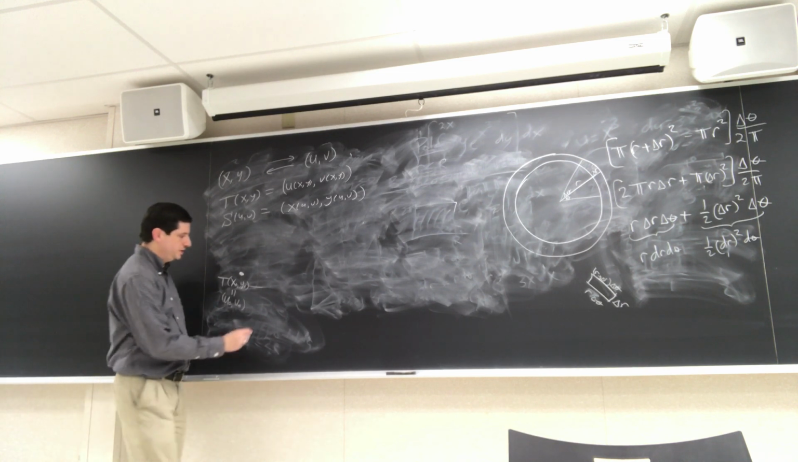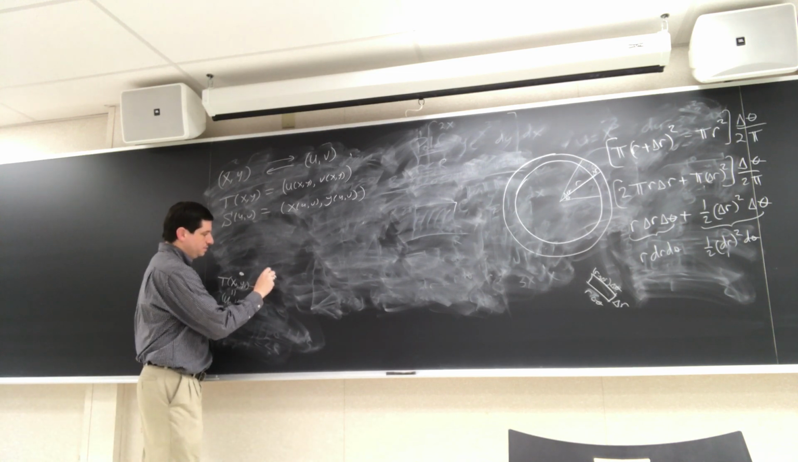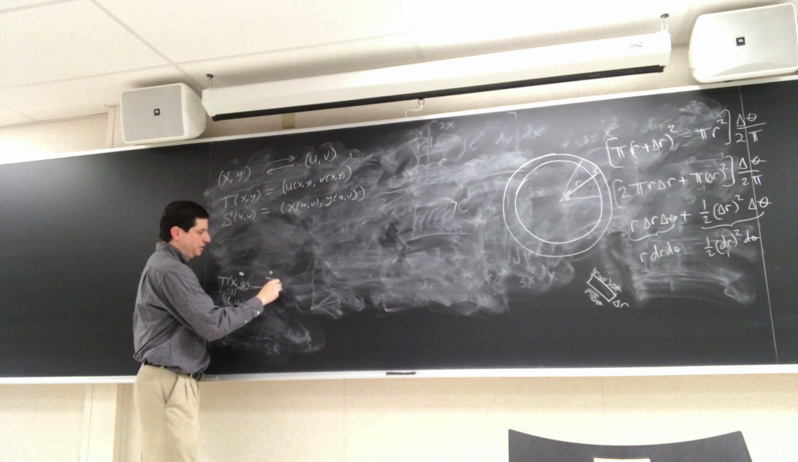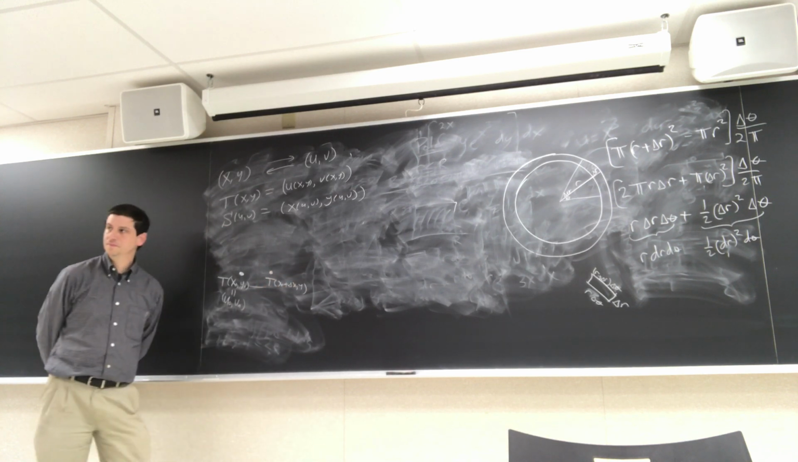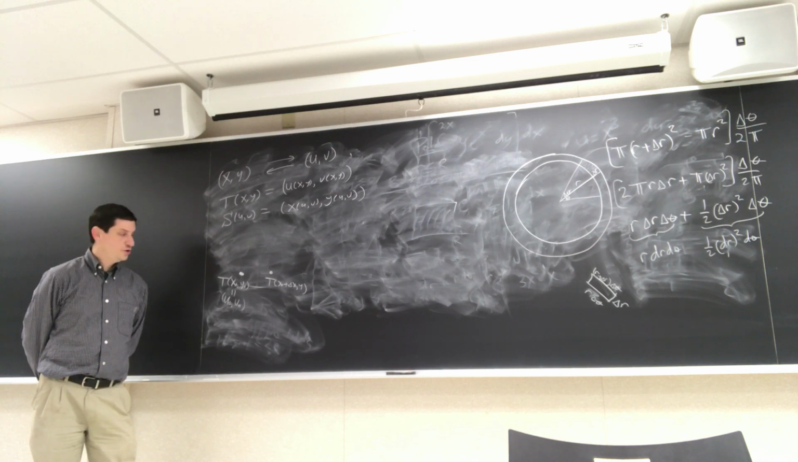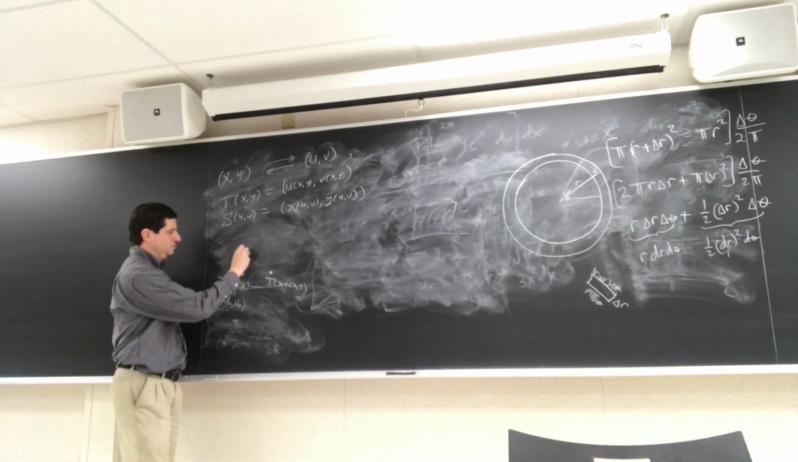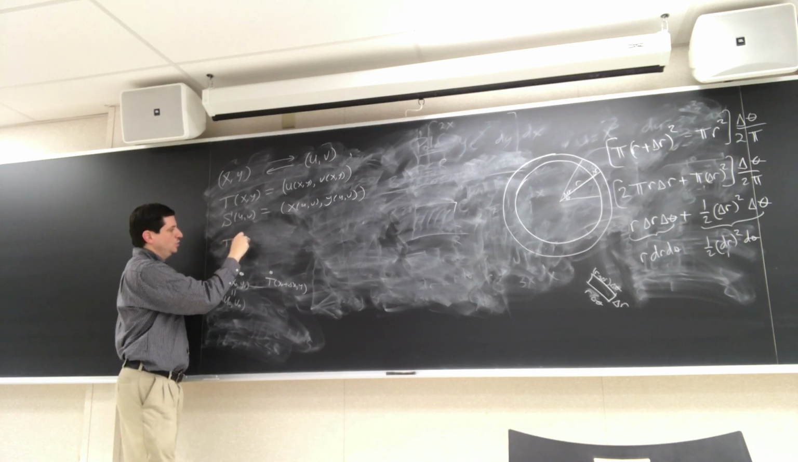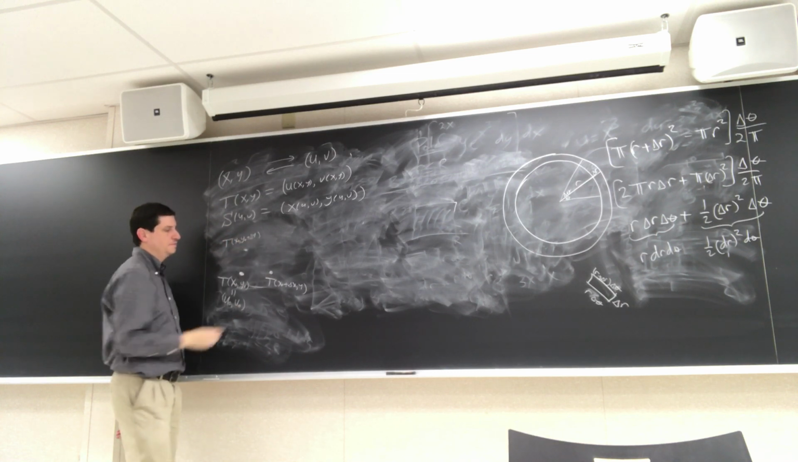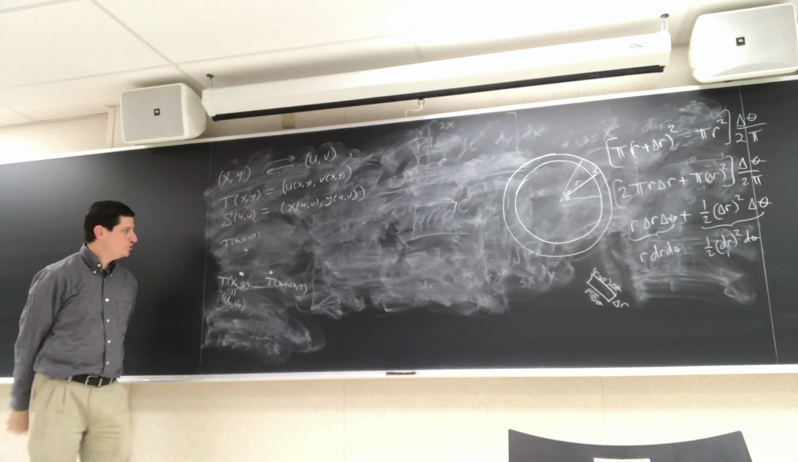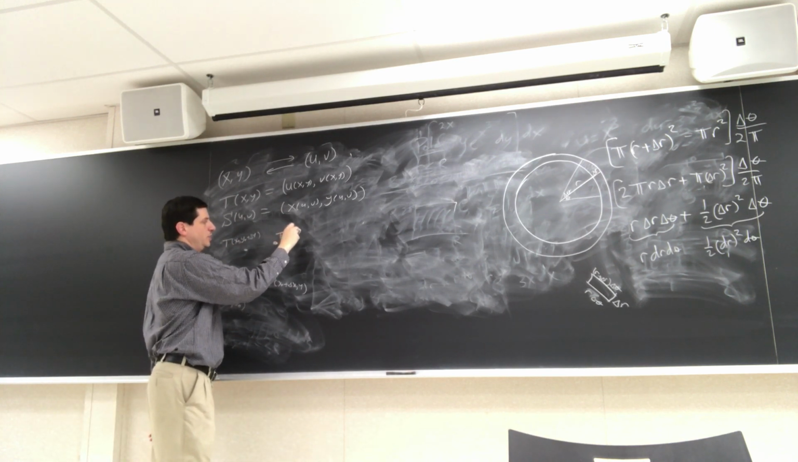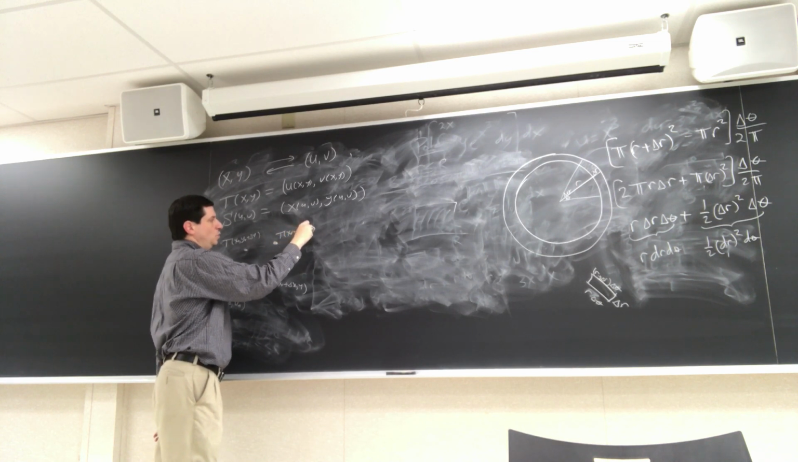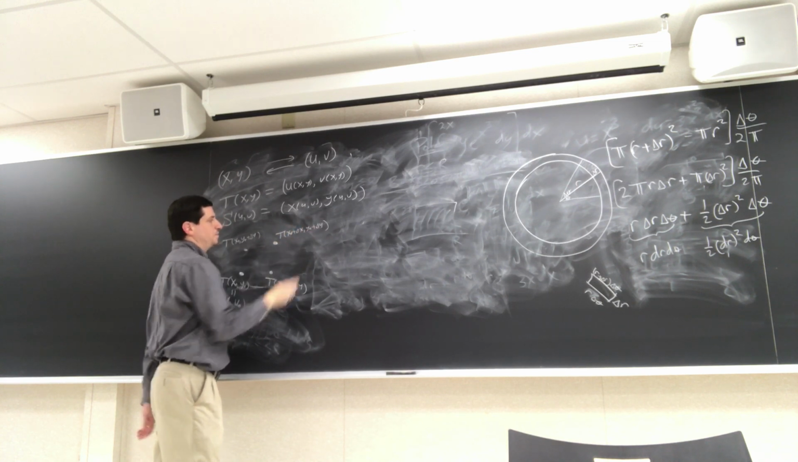So I want to look at t of x naught plus delta x, y. Or I could change y by a little bit. I could be at t at x naught, y naught plus delta y. Or I could change them both and have t at x naught plus delta x, y naught plus delta y.